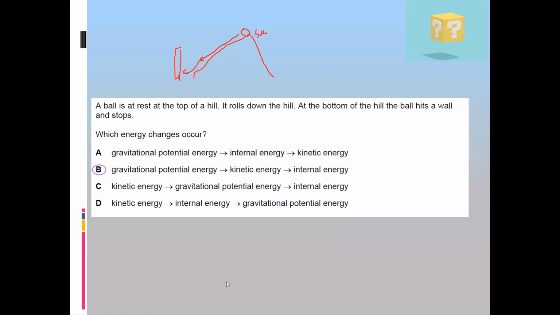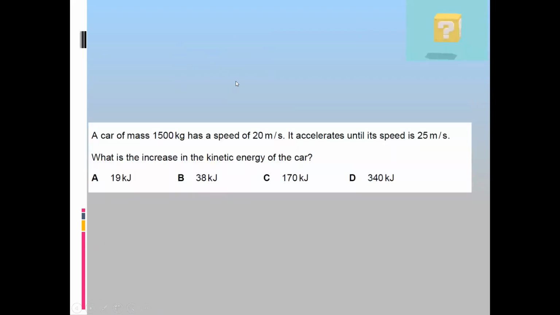Yeah, what about others? Heather, Basra, Shahzeb. So it will have potential energy first, then it changes to kinetic, and when it hits, it will turn into internal energy. That's good.